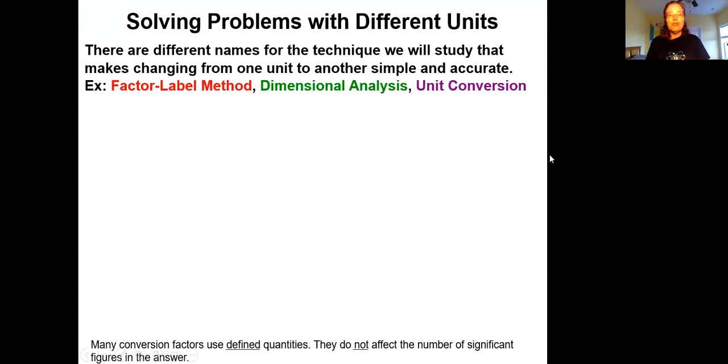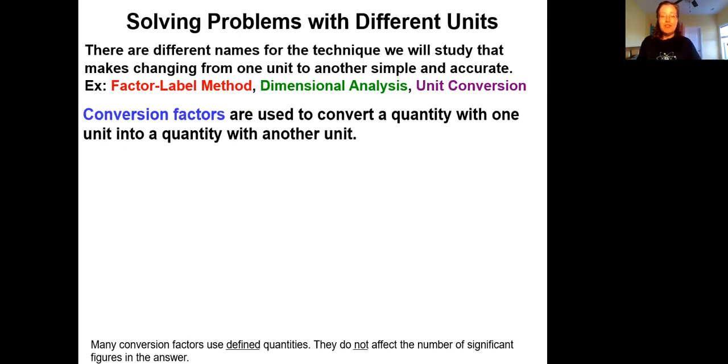We're going to solve problems with different units. There are different names for the technique we will study that makes changing from one unit to another simple and accurate. The examples of names for this are factor label method, dimensional analysis. I'll typically end up just calling it unit conversion. The other method I would use, I'll call unit conversion with proportions. This does not use proportions.